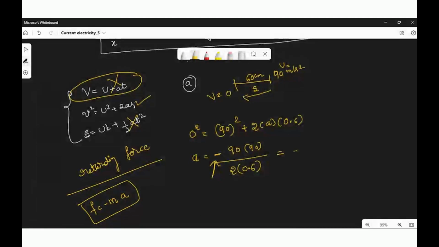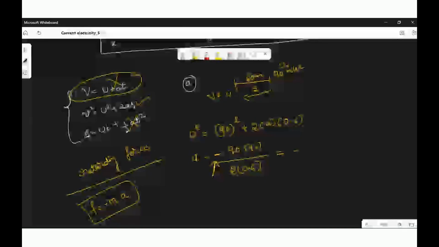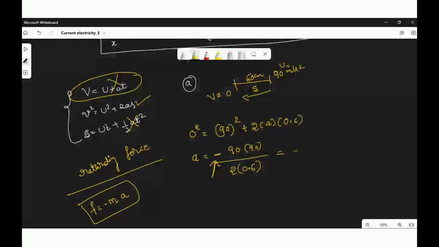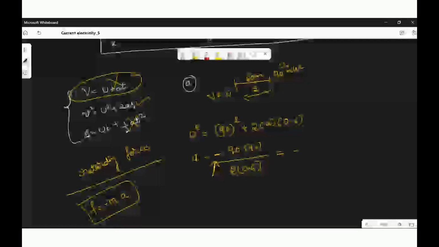The force will be minus 0.04 into 6750, right? Correct, exactly. The mass is given to you in kg itself, so that is 0.04 kg into 6750. So minus 269.2. Here they have just rounded it off to 270.